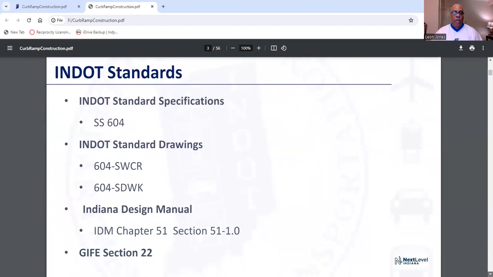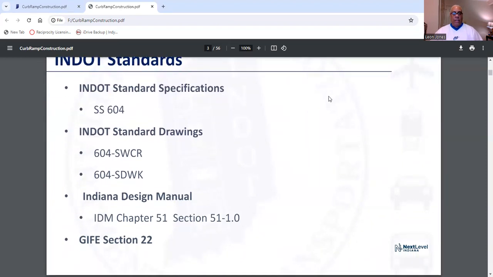Now, of course, there are NDOT standards, SS 604. Then you have your NDOT standard drawings. Now, this is just for NDOT, but I'm doing it based off of NDOT because I work for NDOT. They have their own forms, but basically the same active process.